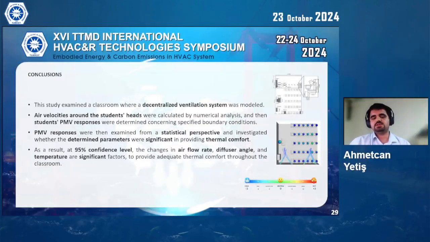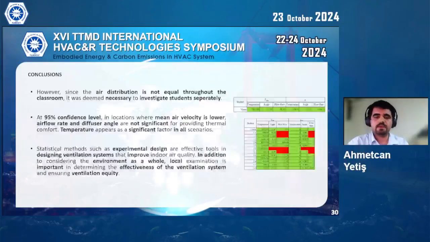As a result, flow rate, temperature, and angle are seen as significant in providing thermal comfort all around the classroom. However, air distribution is not equal, thus it is needed to investigate each student separately. A group of students were selected and the same ANOVA tests were performed. In the end, it was observed that the significance of each parameter varied at different locations.